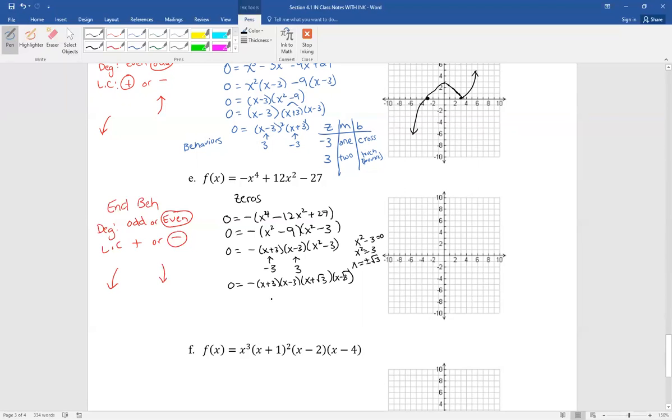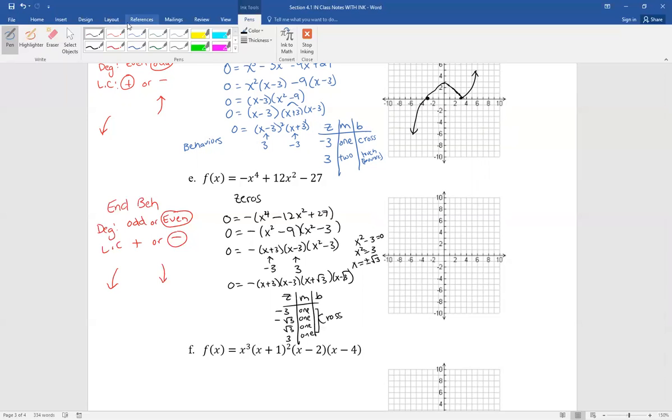Okay, so let's set up our chart. Put them in order from least to greatest. So -3 is the smallest, negative square root of 3 is the next smallest, square root of 3, which is about 1.7, is the next largest, and +3. Each of these occurs only one time. No repeating factors, which means they're all going to cross the x-axis.